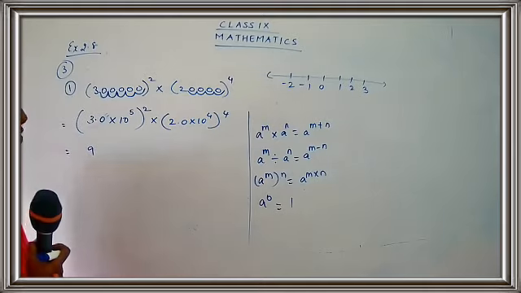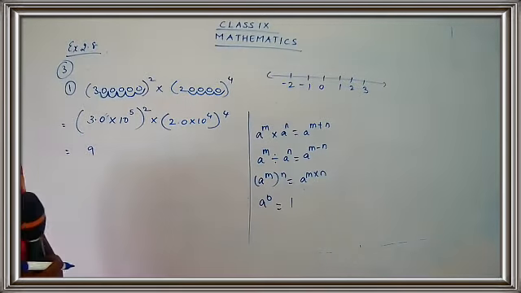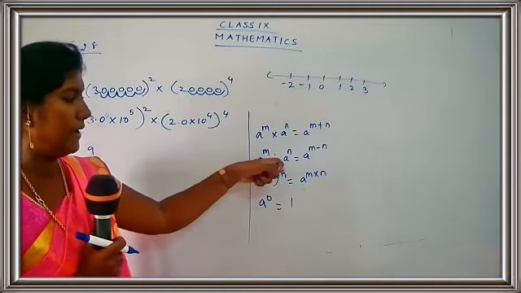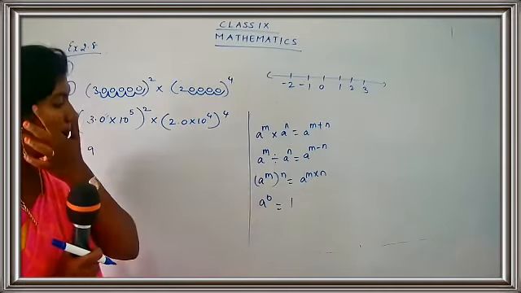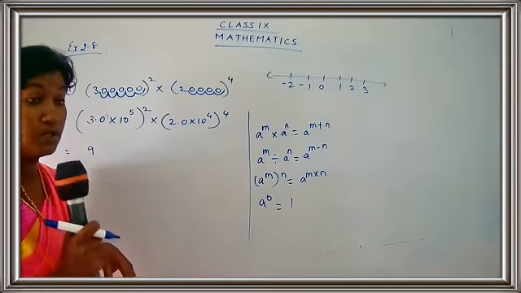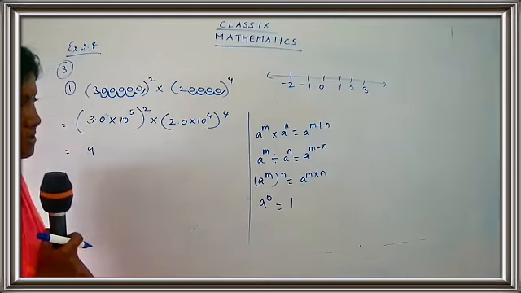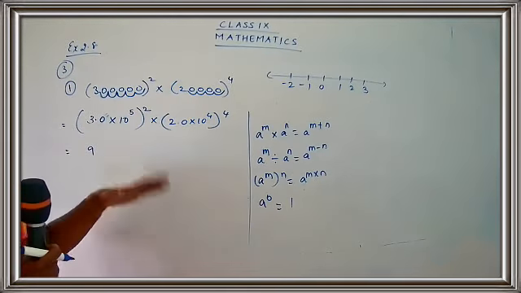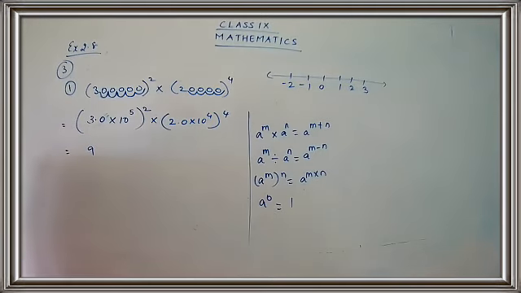Okay, children? So a raised to m into a raised to n is equal to a raised to m plus n. A raised to m divided by a raised to n is equal to a raised to m minus n. A raised to m, the whole raised to n is equal to a raised to m into n, and a raised to 0 is 1. So these are the laws that you have already studied, and again we have an application over here. So we have to use these laws. Just write down the laws in the right corner. You can write with a pencil or a pen, no problem.